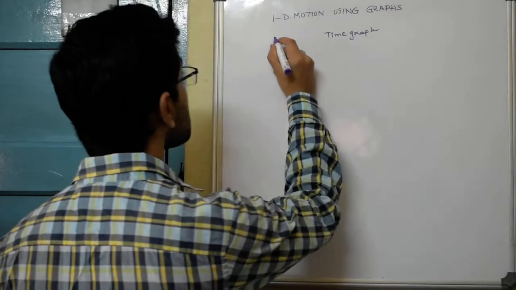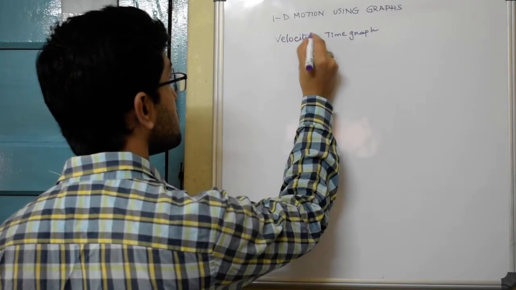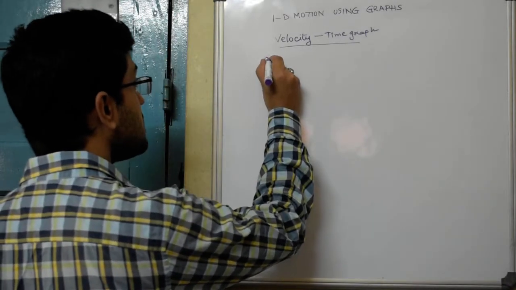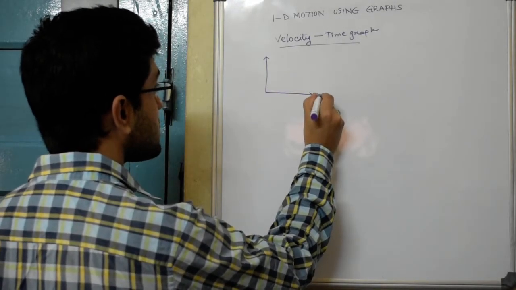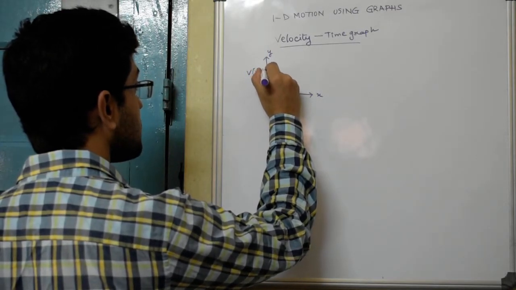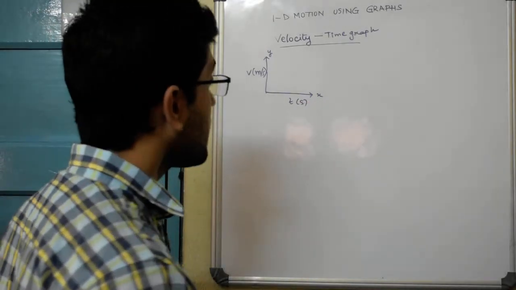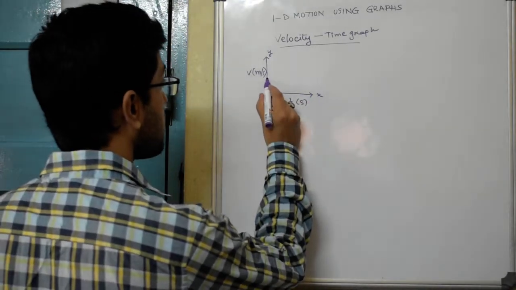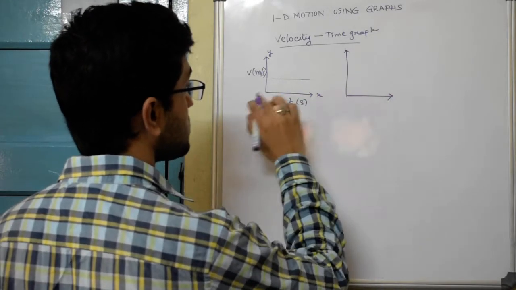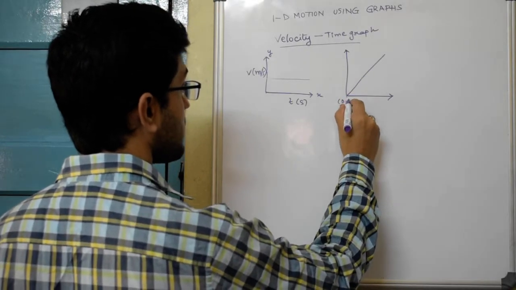That brings us to the next type of graph, which is the velocity time graph. So in the velocity time graph, on the x-axis time remains as it is, but on the y-axis we have velocity. Velocity is in meter per second and time is in second. Now again we can have two types of graphs, one where the graph is parallel to the x-axis, and the other where it travels straight from the origin.